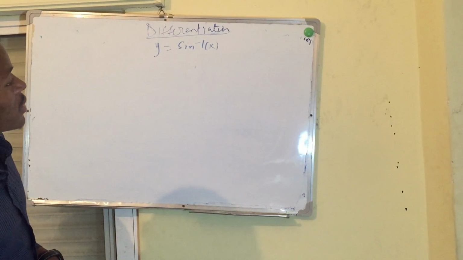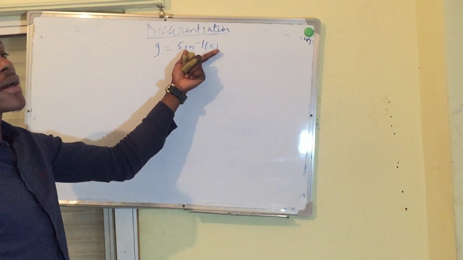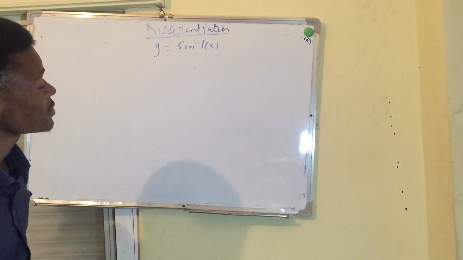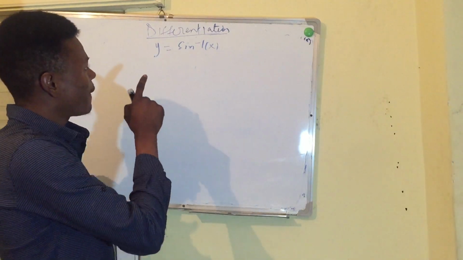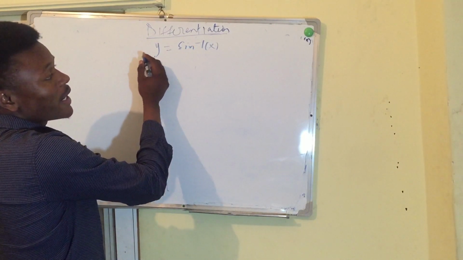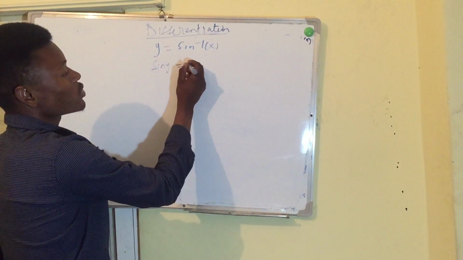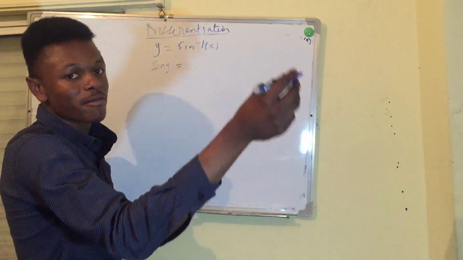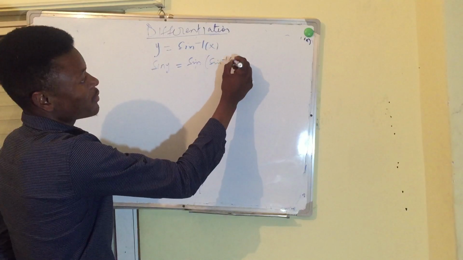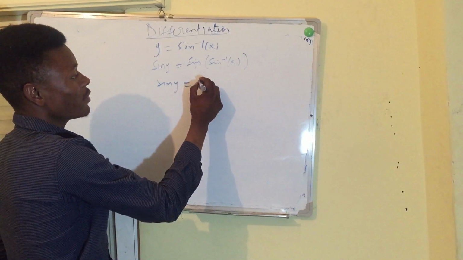To do this, we have to convert it into another form, because we do not know the derivative of sin inverse of x directly, but we know that of sin. So what we will do here is remove the inverse by taking sine on both sides. So sine y is equal to what? Sine of sine inverse of x, that is x. Sine and sine inverse cancel, so we have only x.